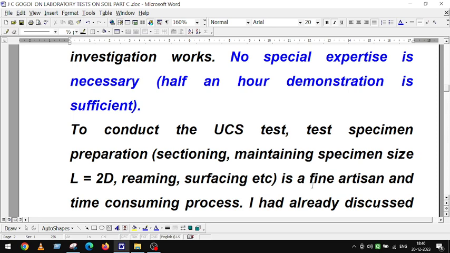I have already discussed soil sample preparation in my first laboratory test results, which is perhaps I did not give part 1 or part B, that I discussed about soil preparation.